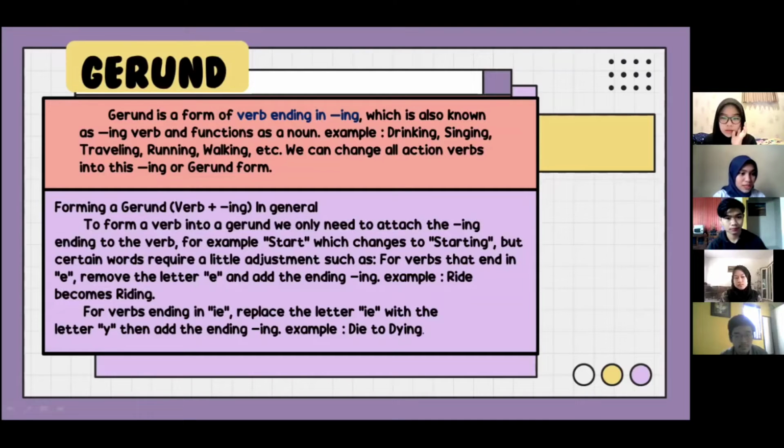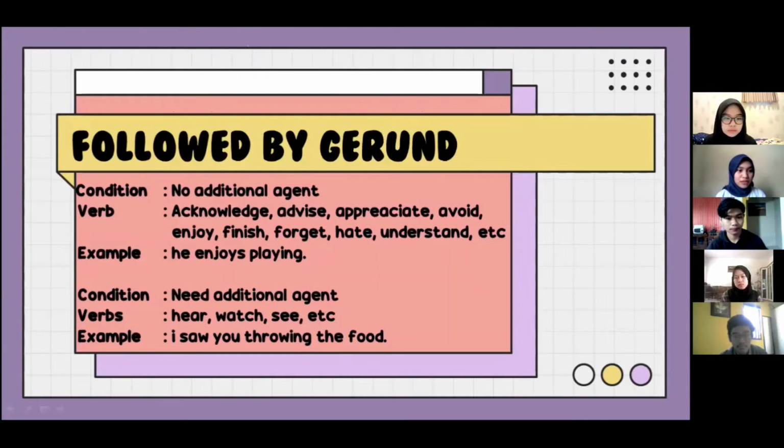And for verbs ending in ie, replace the letters ie with the letter y, then add the ending ing. Example, die to dying. Followed by gerund. Condition: no additional agent. Verbs: acknowledge, advise, appreciate, avoid, enjoy, finish, forget, hate, understand, etc.